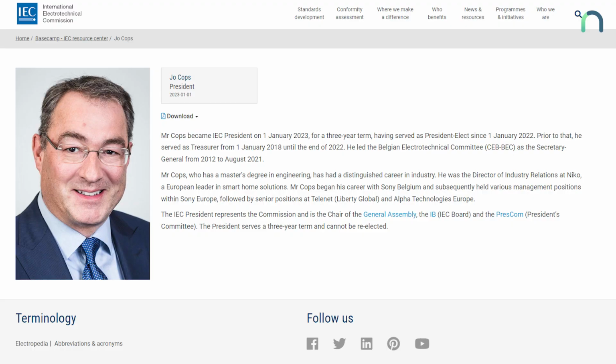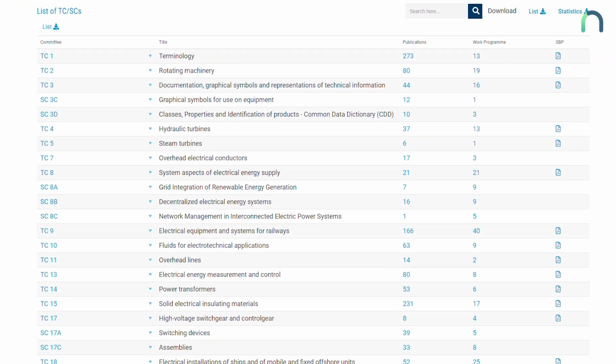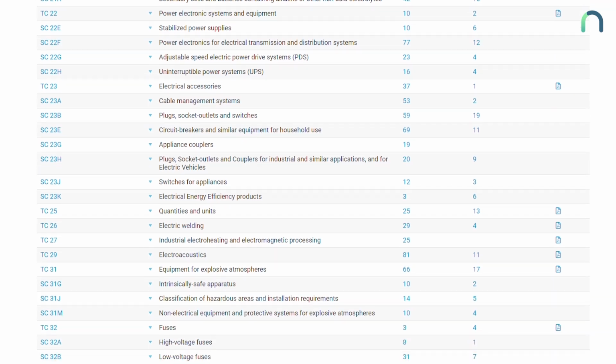Hello everyone. I'm present here in Singapore at the regional office of IEC, and together with me I have the IEC President Jo Cops. So we're just going to discuss the importance of IEC, the standards of IEC, and what do we need the standards for.